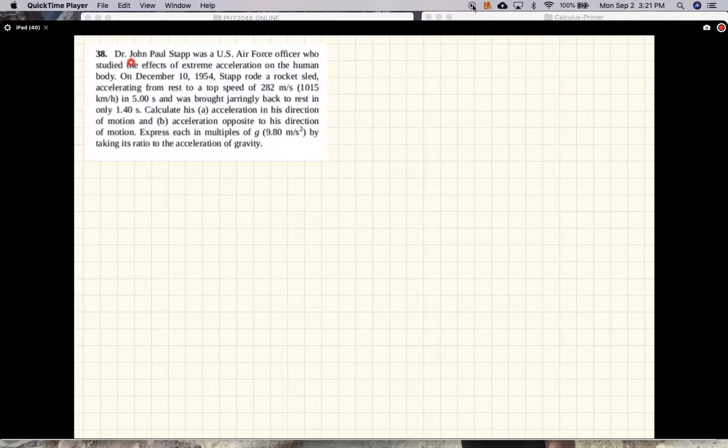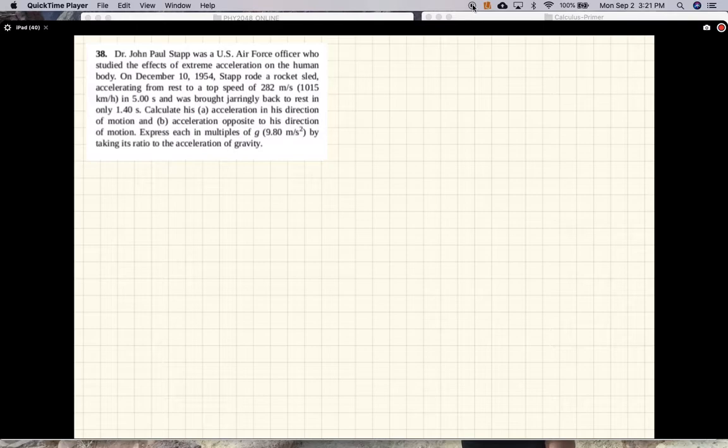So in this problem it says Dr. John Paul Stapp was a U.S. Air Force officer who studied the effects of extreme acceleration on the human body. On December 10, 1954, Stapp rode a rocket sled accelerating from rest to a top speed of 282 meters per second in 5 seconds and was brought jarringly back to rest in only 1.4 seconds.